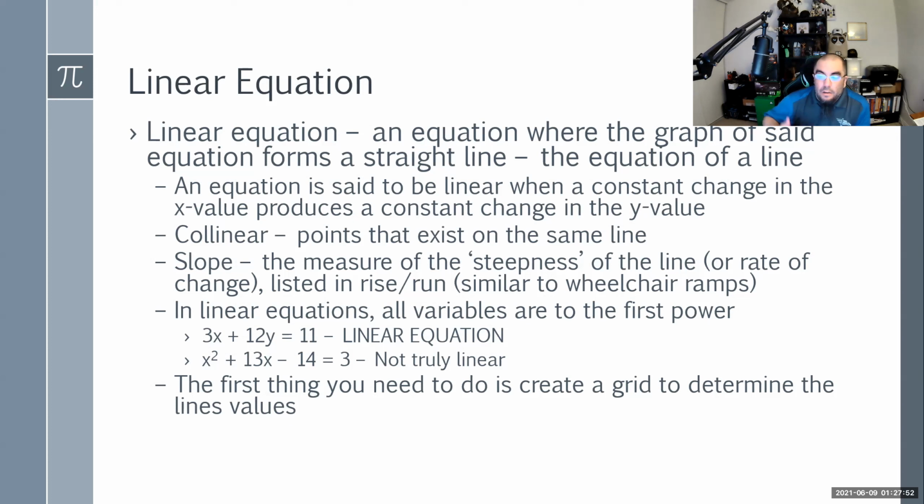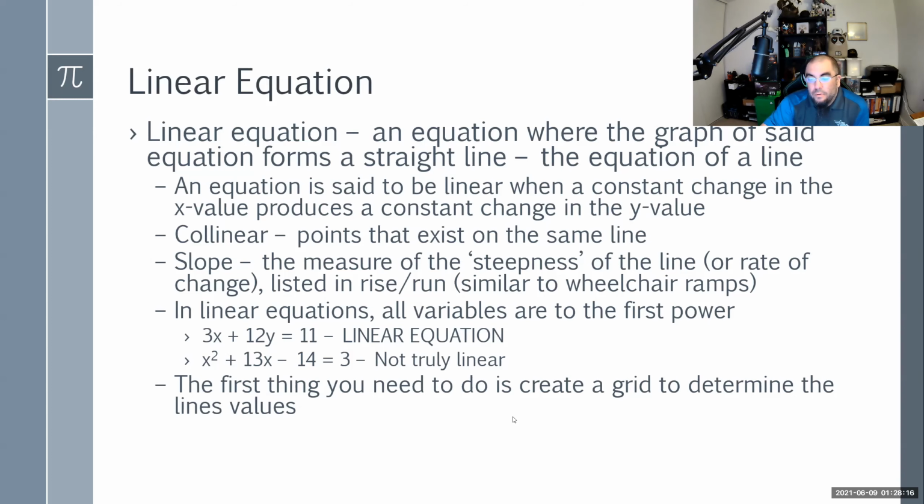So in linear equation, all variables are to the first power. So 3x plus 12y equals 1. That is still a linear equation. But if we add a x squared in there, it's not a true linear equation anymore, because now that is the second power, not to the first power. So as long as all variables are the first power, it's a true linear equation.